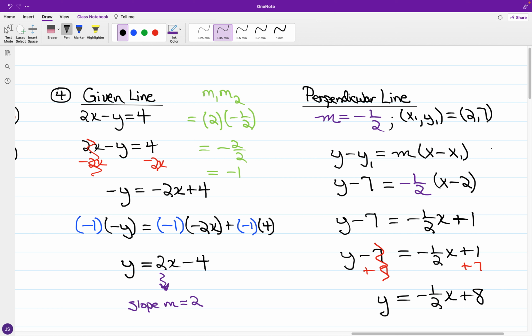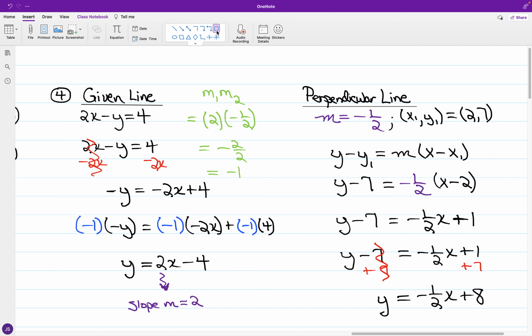And you can go back and check. So you have y at 7. The left-hand side of the equation is at 7, and I want the right-hand side to be as well. So with x at 2, negative 1/2 of 2 is negative 1. And in turn, negative 1 plus 8 is also equal to 7.